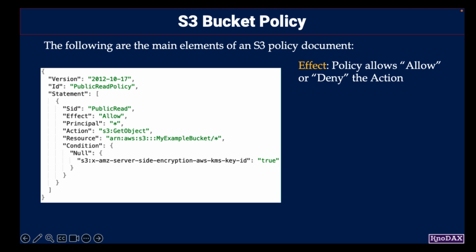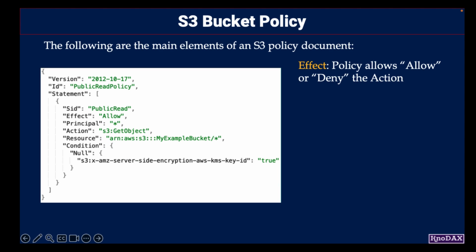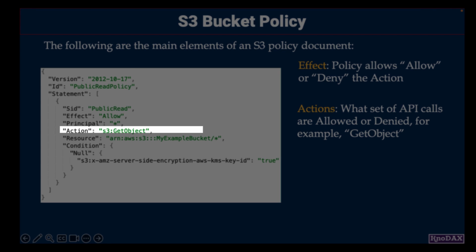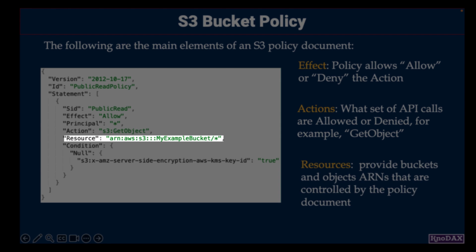Effect. There are two values for the effect element: allow or deny. Allow allows the action. On the other hand, deny denies the action. Action. For the actions element, we mention what set of API calls are allowed or denied. For example, getObject. Resources. For the resources, we provide buckets and objects ARNs that are controlled by the policy document.